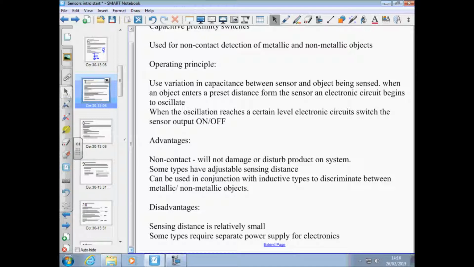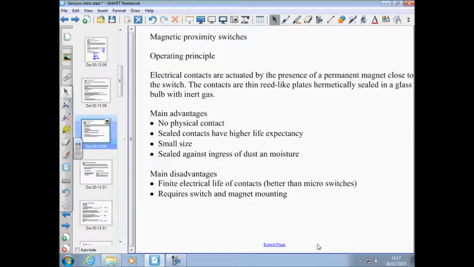Again, the sensor distance is relatively small, and like the inductive type, they can require a separate power supply.